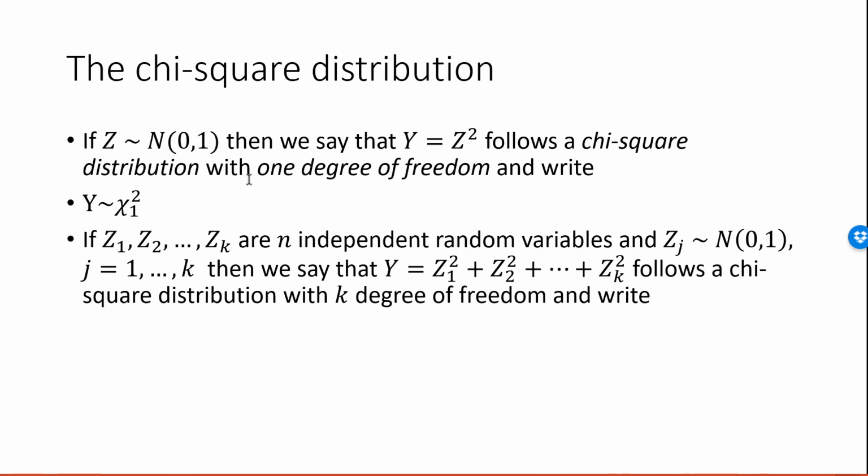Final point, if we have a random variable which is distributed with the chi-square distribution with k degrees of freedom, then this is the notation we use. We put the k as a subscript.